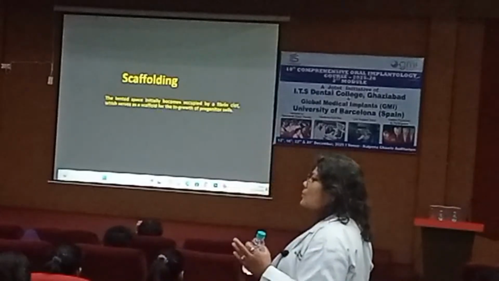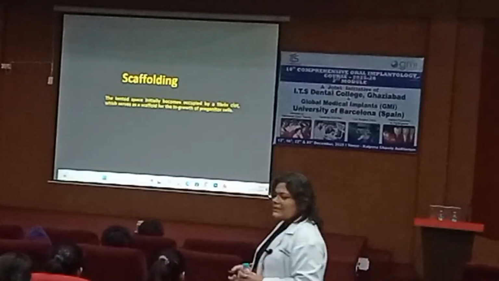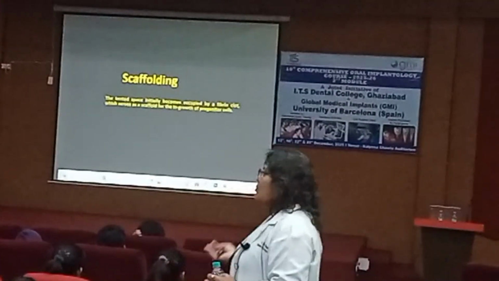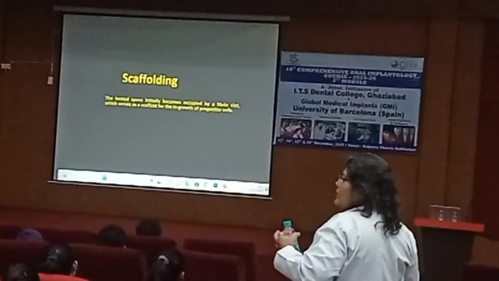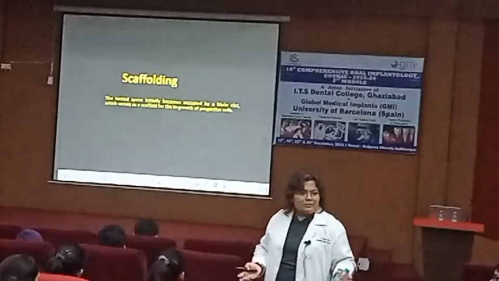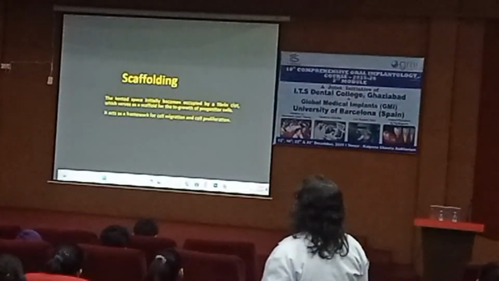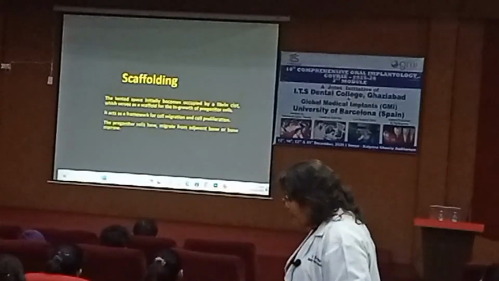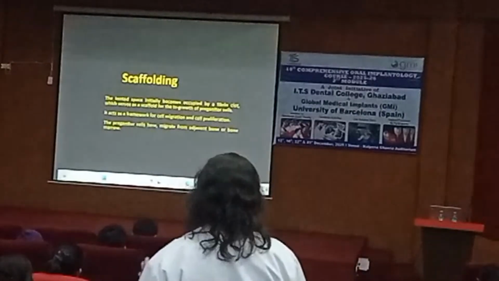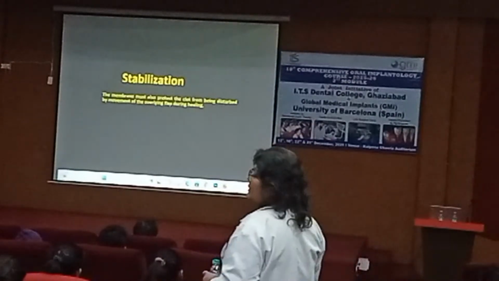Then scaffolding. The membrane you have applied in the form of a tent acts as a scaffold. Right? What is a scaffold? It is a surface which allows the holding of the blood clot. And if you hold the blood clot, what does the blood clot do? It acts as a medium to start your secondary healing, wound healing. It allows the progenitor cells over the membrane and migrate from adjacent bone or bone marrow. Right? So the fourth principle is stabilization.